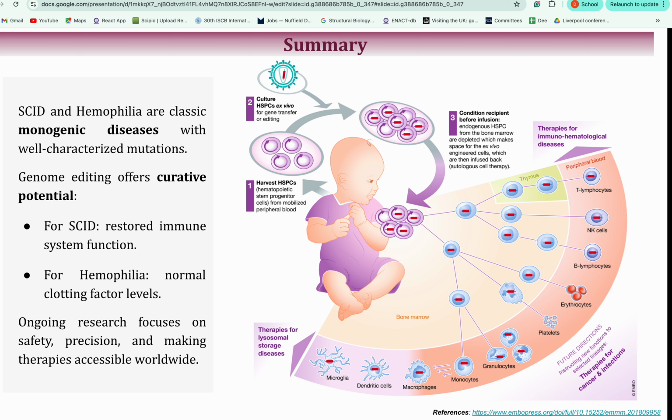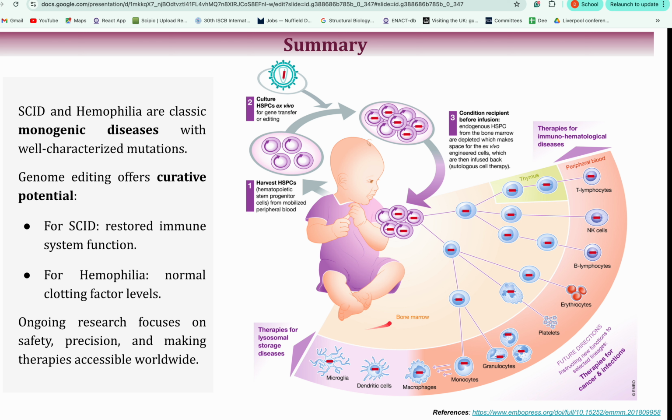In order to summarize this, SCID and hemophilia are classic monogenic diseases with well-characterized mutations. Genome editing offers curative potential. For SCID, it restores immune system function, and for hemophilia, normal clotting factor levels. Ongoing research focuses on safety, precision, and making the therapies accessible worldwide.